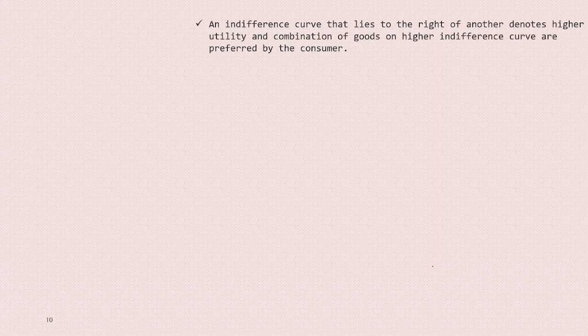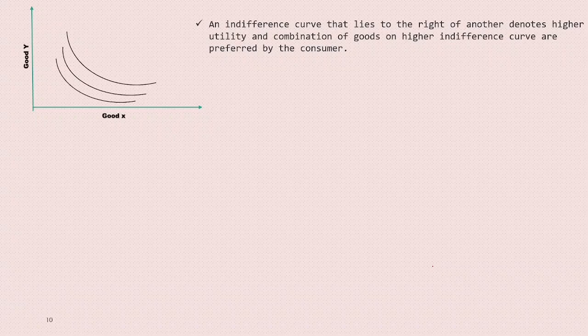Another property is that an indifference curve that lies to the right of another denotes higher utility, and combinations of goods on a higher indifference curve are preferred by the consumer. We can see this graphically. Suppose we have various curves like I1, I2 and I3. Here I1 will be greater than I2 than I3. It shows the level of satisfaction. I1 is higher, so its satisfaction level is more than I2 than I3. So this is the order.